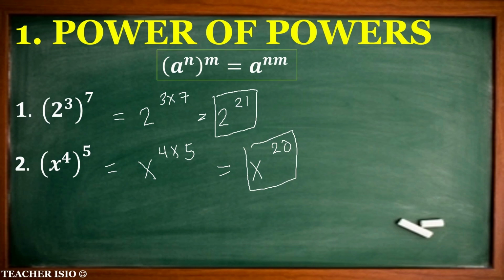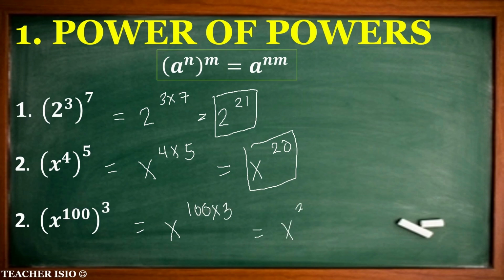Let's have another example. So this time we have x raised to 100 raised to 3. Again, just simply multiply the exponent. Since ang exponent natin dyan ay 100 at 3, imumultiply lang natin. So, we have x raised to 100 times 3. So, we have now x raised to 300. So, this is now the answer.